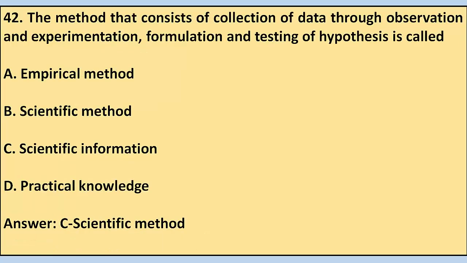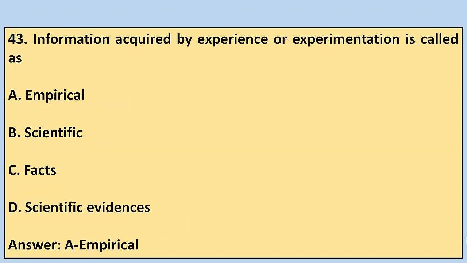Inferential statistics. The method that consists of collection of data through observation and experimentation, formulation and testing of hypothesis is called A. Empirical method, B. Scientific method, C. Scientific information, and D. Practical knowledge. Answer is B. Scientific method. Information acquired by experience or experimentation is called as A. Empirical, B. Scientific, C. Facts, and D. Scientific evidence. Answer is A.